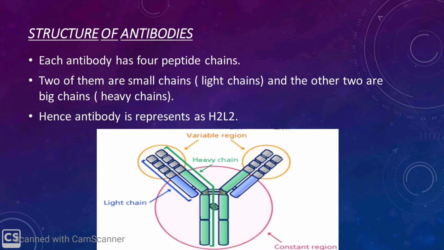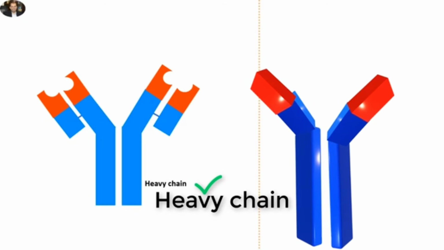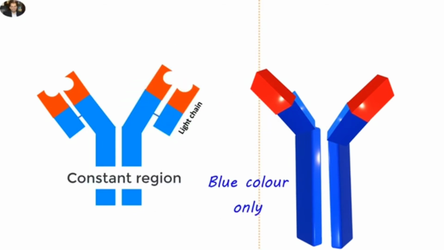Structure of antibody. Each antibody molecule has four peptide chains. Two of them are small, known as light chains, while the other two are heavy chains. Hence, antibody is represented as H2L2. Heavy chain consists of variable region along with the constant region. Similarly, light chain also consists of variable region and constant region. We can see here that heavy chain and light chain form the structure of antibody.